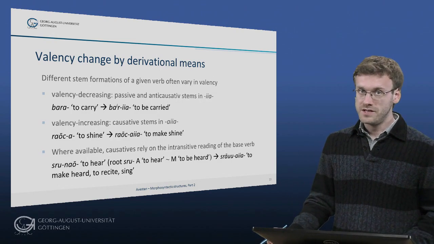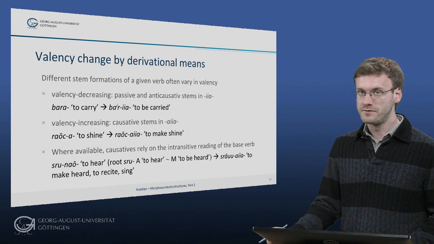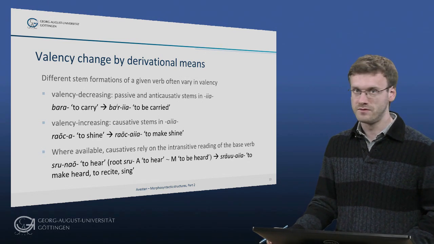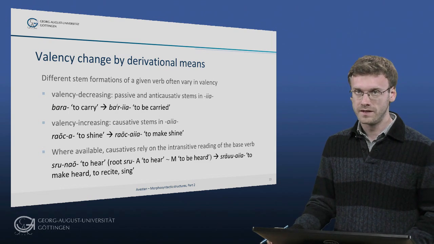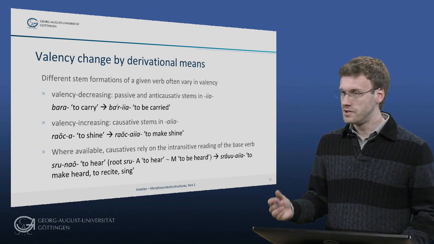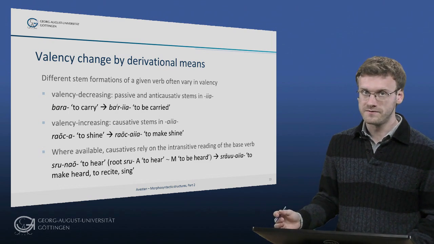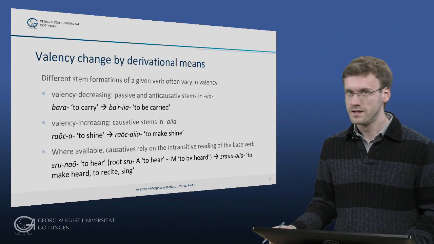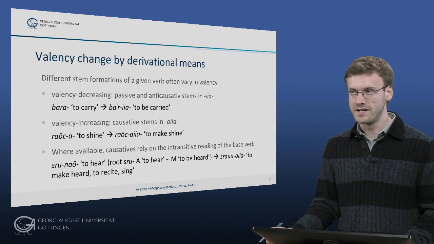An interesting feature of causatives in Avestan is the fact that when a root shows both a transitive and an intransitive reading depending on the voice, active or middle, the causative relies on the intransitive reading. The verb sru, for instance, means to hear in the active and to be heard in the middle. The causative sravaya consequently does not mean to make someone hear, but to make something heard, and eventually to recite, to sing.